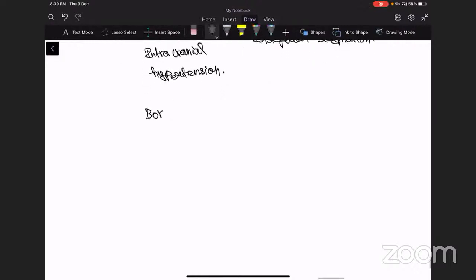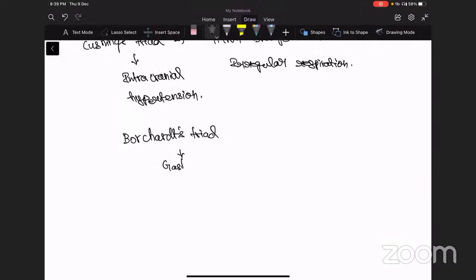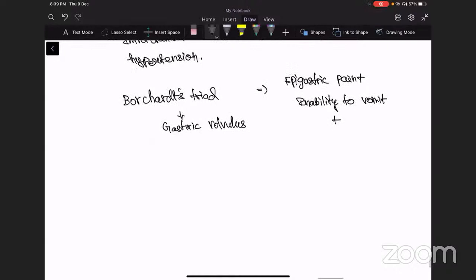We have Borchardt's triad seen with gastric volvulus, and the components include epigastric pain, inability to vomit, and inability to pass a NG tube, inability to pass a nasogastric tube.